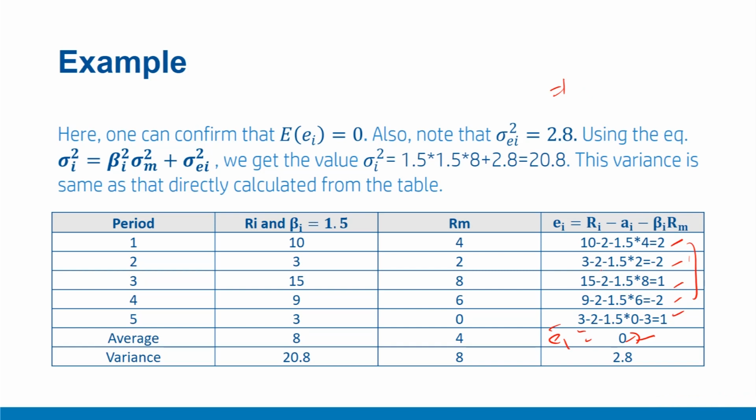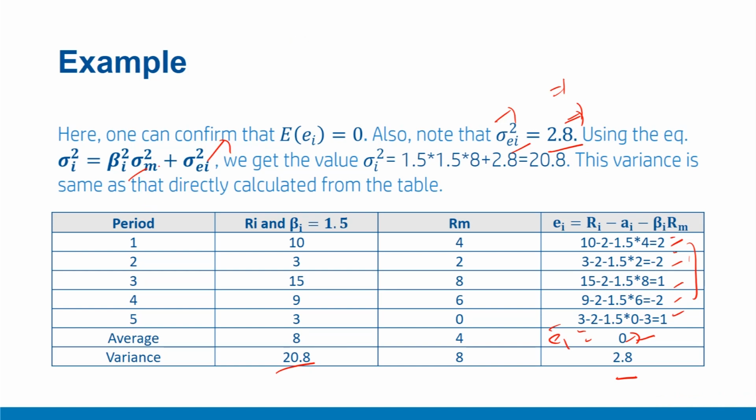You can compute the variance of Ei as 2.8. Using these values, we can compute the variance of Ei, which is sigma square Ei. This is also the residual component of risk in the model. Now that you have the residual component of risk, you can either compute separately the overall variance, which is 20.8, the total risk, which includes the market part of risk as well as the idiosyncratic part of risk. Also, you can cross-check it by computing the idiosyncratic part, sigma square Ei, 2.8, separately, and the market part of risk.